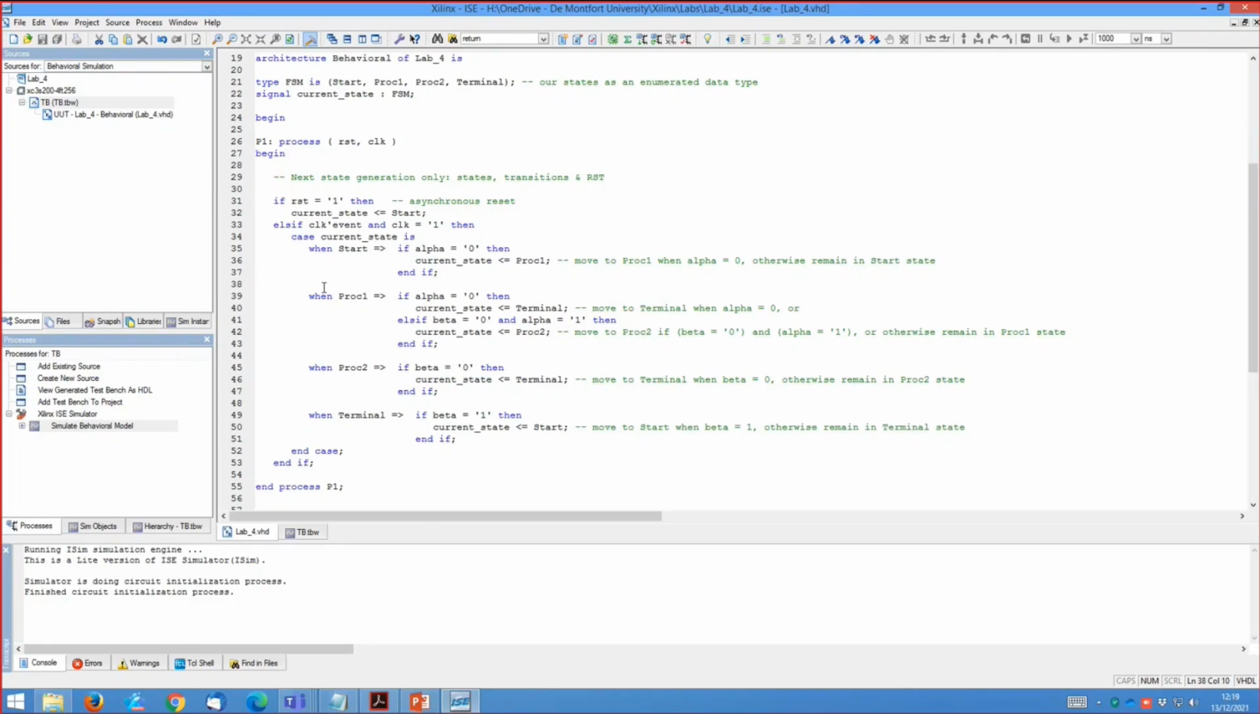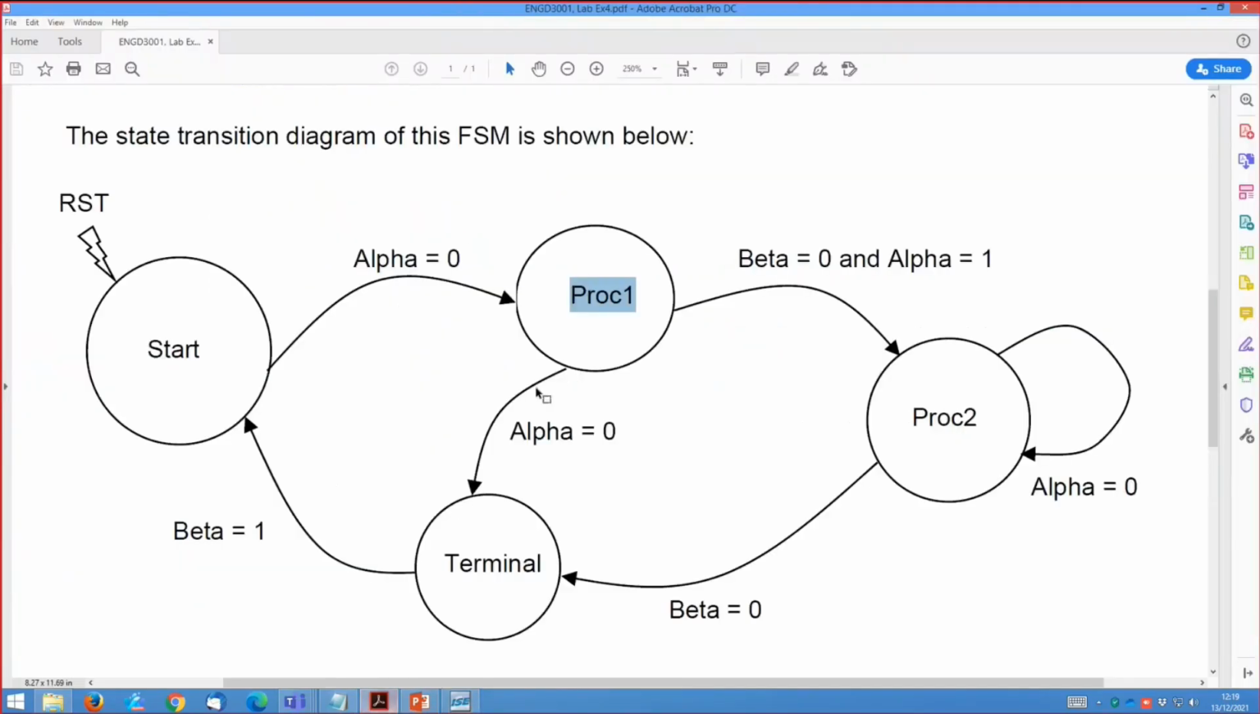So that's the simplest way in which we can deal with the transitions when we are in the start state. When we are in proc1, so let's see what's happening there. Now we are in proc1. We have 2 possibilities here. If alpha is 0, we need to move to terminal. Otherwise, we need to check for beta equals 0 and alpha 1. And when that is the case, we can move to proc2 instead.